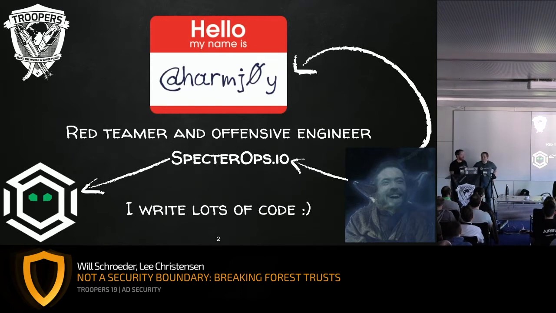I'm a red teamer and offensive engineer at SpectreOps in the US. I've written a lot of code, talked at a few conferences, and I was a co-founder of the Bloodhound Project, PowerShell Empire, and written a bunch of stuff for PowerSploit, Rubeus, a bunch of fun things, some of which we'll be using in this talk.